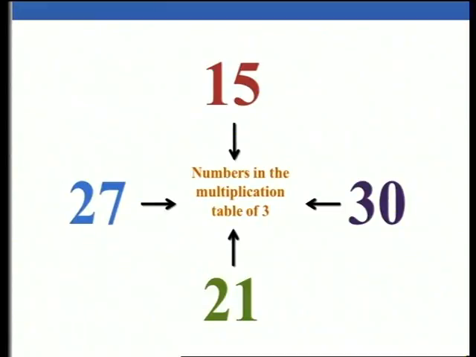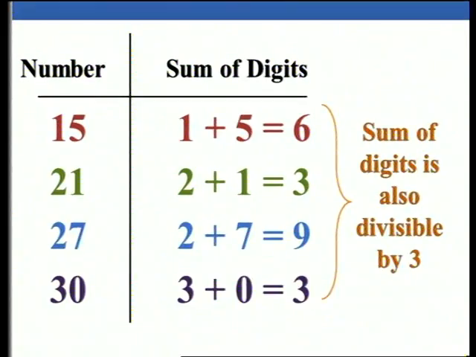Now, we will see one more property of the same numbers. Let's go to the next slide. Now, I am going to add the digits of these numbers. One can easily notice that these sums of the digits, that is 6, 3, 9, 3, are also divisible by 3. That is a very good observation, sir. Now, tell me, if the sum of the digits is divisible by 3, can you tell me a number whose sum of the digits is divisible by 3?